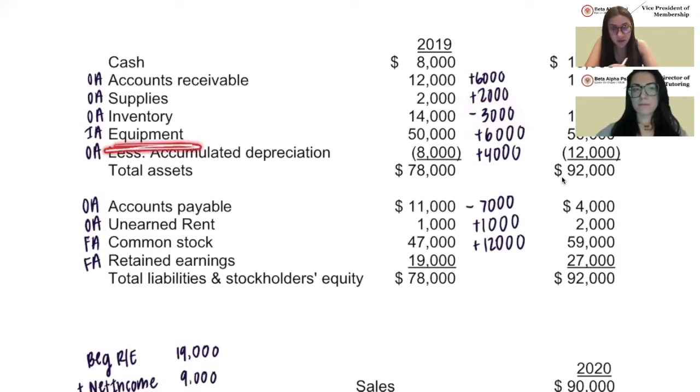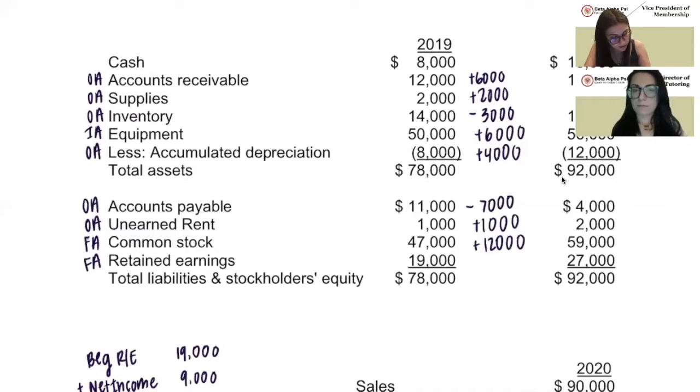Our equipment, while it does have to do with our operations, equipment is a big purchase. It's an investment that we make. So we're going to put that under our investing activities. In the beginning of the year, it was 50,000, and at the end of the year, it was 56,000, which means our equipment increased by $6,000 during the year.